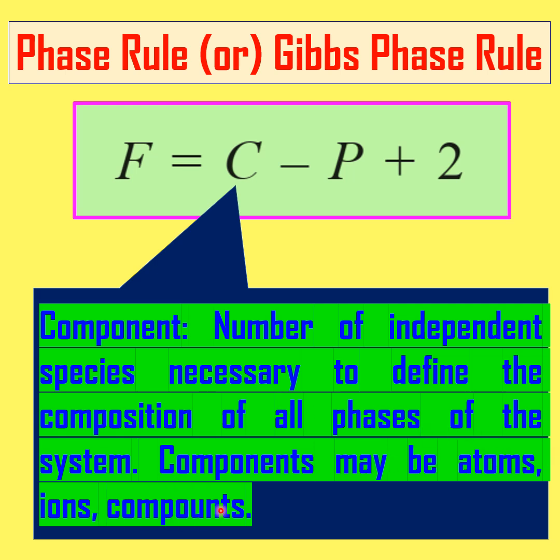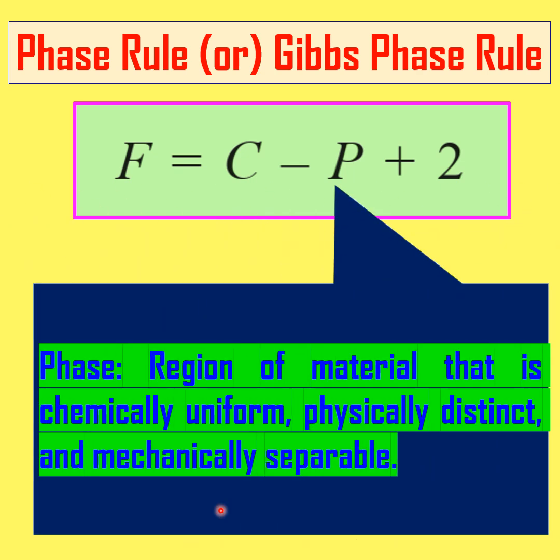So the next parameter is the phase. A phase is basically the region of a system or material that is chemically uniform. That means within a phase, the chemical composition will be uniform and physically distinguishable. If there are two phases, the two phases can be distinguished physically, and they can be mechanically separable as well. We can separate the phases by means of a mechanical process. So this is the definition for the phase.